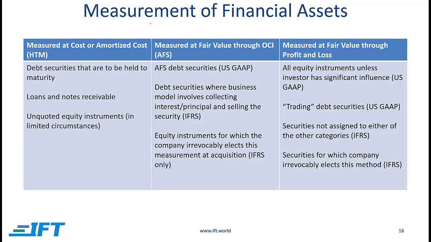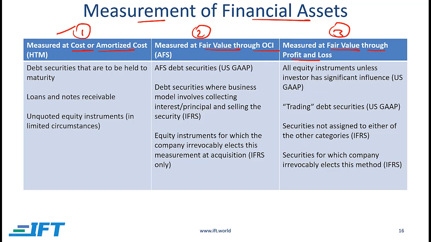On this slide, we will summarize the three ways of measuring financial assets. One method is to measure financial assets at cost or amortized cost. The second method is to measure at fair value through other comprehensive income. And the third method is to measure at fair value through profit and loss.